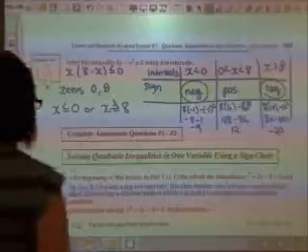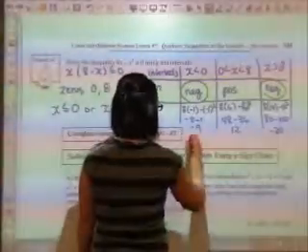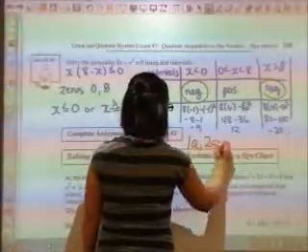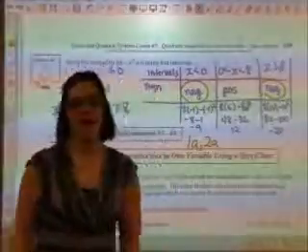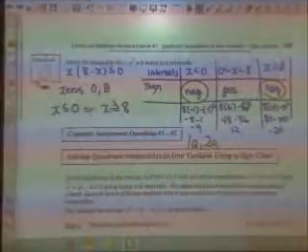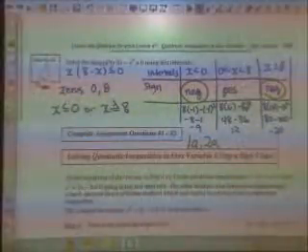So I'm going to give you 2 questions to practice on, 1A and 2A. And then I'm going to show you an organizational tool that will help.